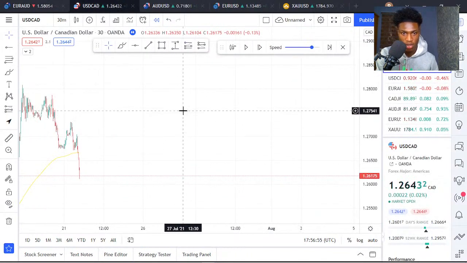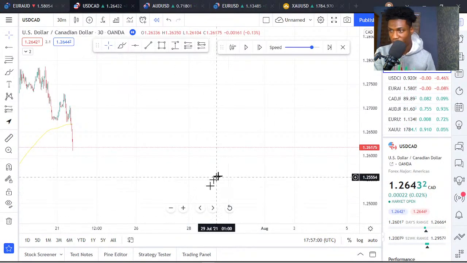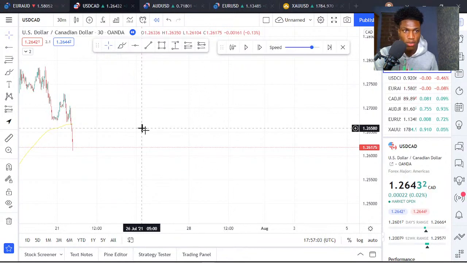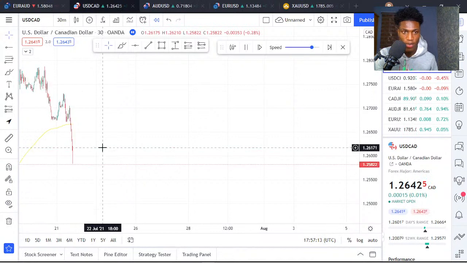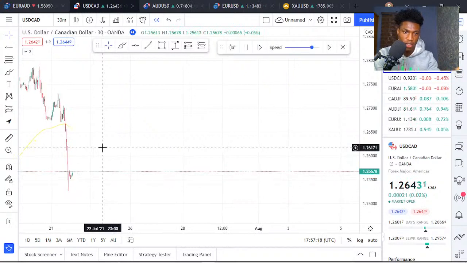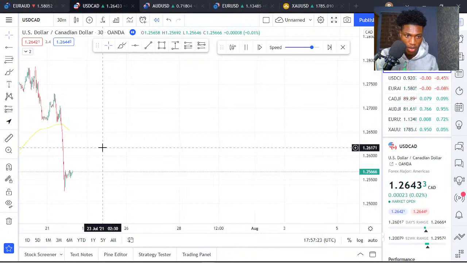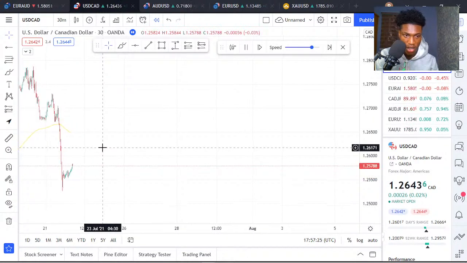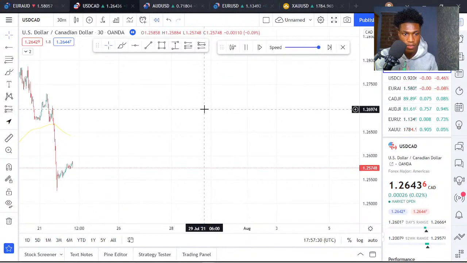Okay, so let me just do one for a pattern that is rarely talked about, which is the rectangle chart pattern. So we're trading the dollar against the Canadian dollar, and as you can see, the market is on a downtrend, and what happens? It starts to consolidate, right? It creates this new low. Let's increase the speed a little bit.